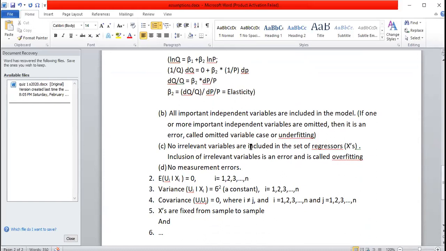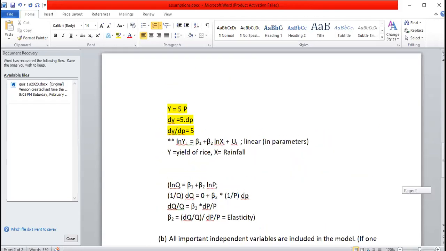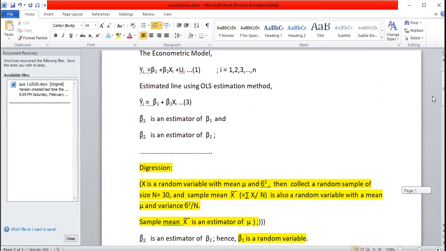Also, no irrelevant variables can be included in the set of independent variables. You cannot just dump a variable in the right-hand side. You have to justify why you are adding a new variable in the model. If it's irrelevant, you cannot add that. So basically these three.